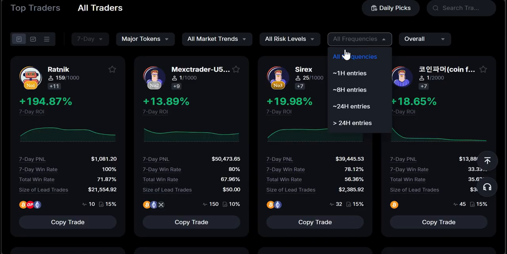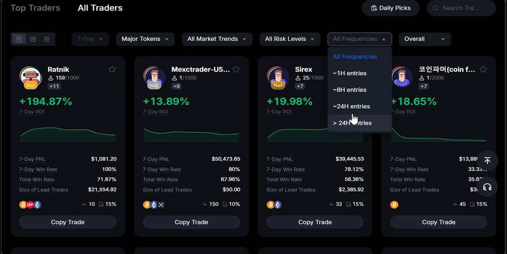Frequencies of trades shows how often the trader opens new positions. 1 hour entries means they're opening trades multiple times per hour. These are very active traders making constant moves. 8H entries means they open positions every few hours throughout the day. 24H entries means they typically open 1 or 2 trades per day. More than 24H entries means they hold positions longer and only open new trades every few days or weeks.